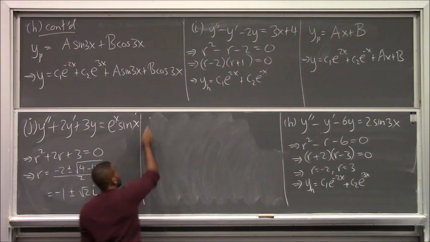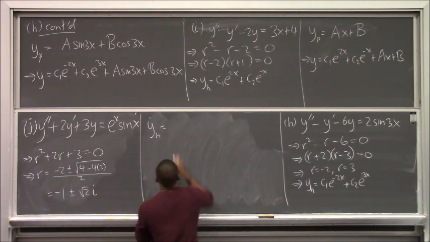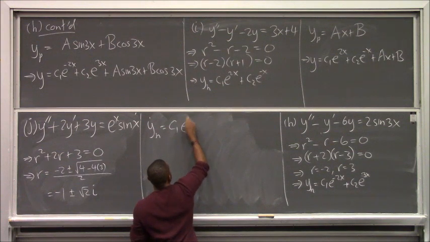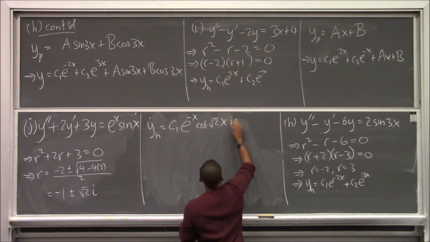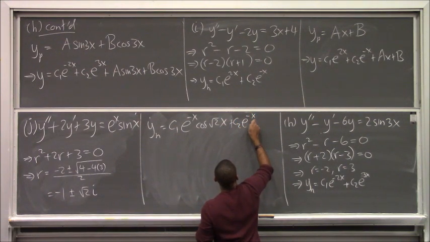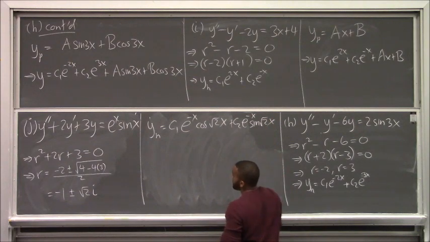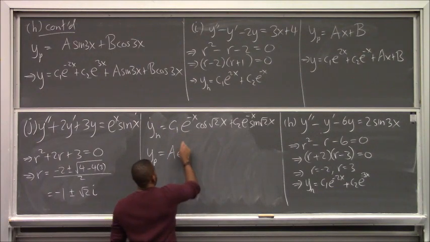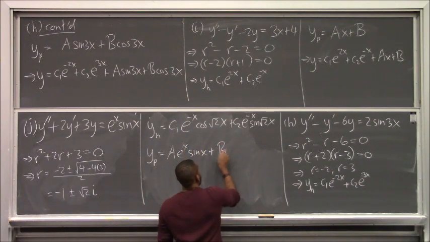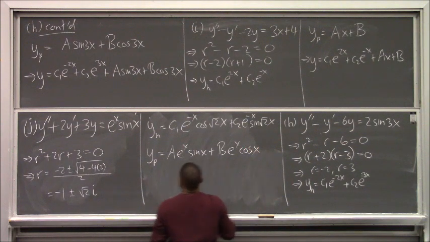What does this mean for our homogeneous? C1 e to the negative x cosine of square root 2 x plus C2 e to the negative x sine of square root 2 x. Any overlaps? We haven't done a particular. You have to find the particular. Yeah, that's what's special, right? What's it going to look like? A e to the x sine of x plus B e to the x cosine of x. No overlap. No overlaps.